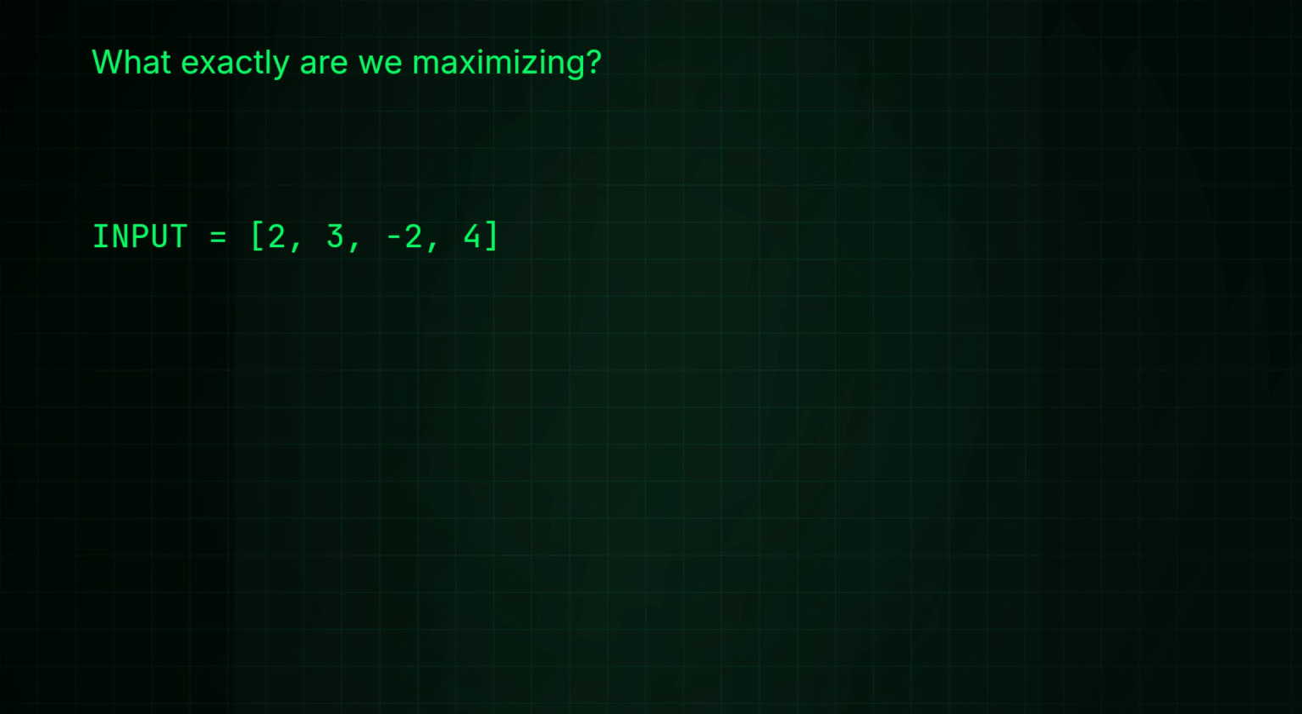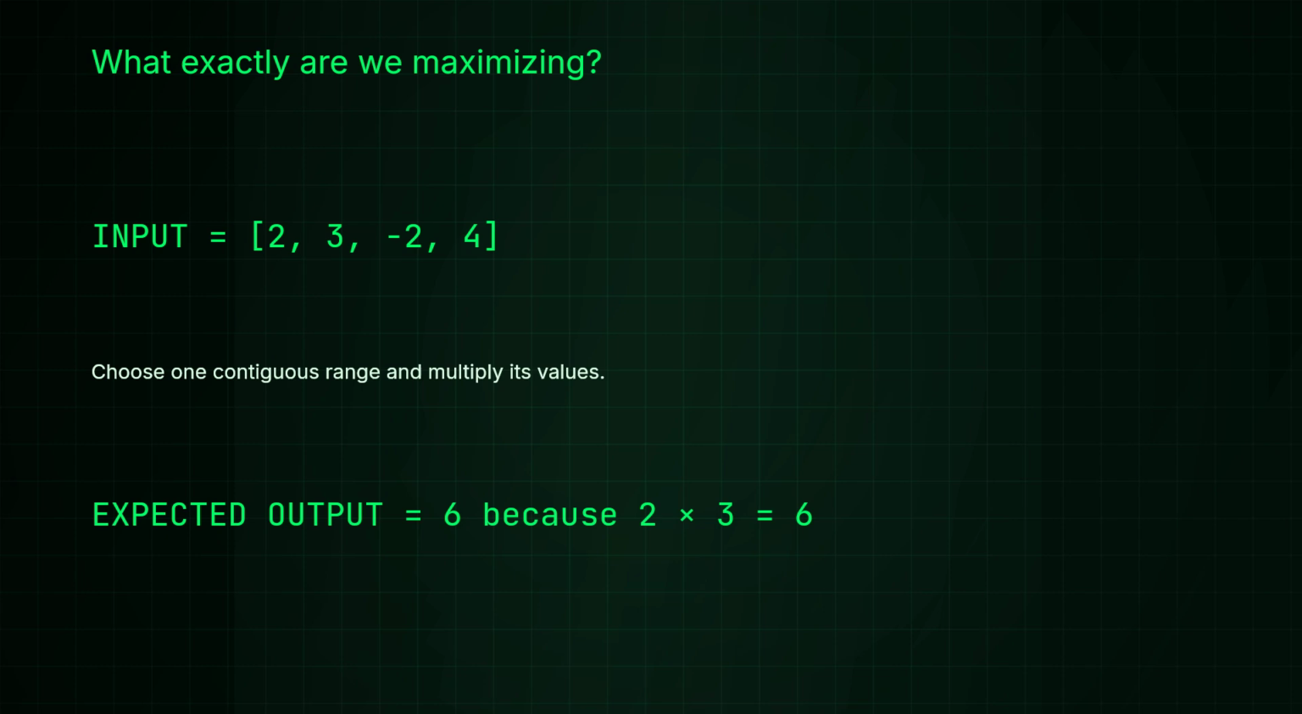The input is 2, 3, minus 2, 4. A subarray must be contiguous, so its values must occupy one unbroken range. Consider the product of every possible contiguous subarray and return the largest product. For this input, the expected output is 6. The subarray 2, 3 produces 2 times 3, which is 6. We return the product, not the subarray indices and not the sum.